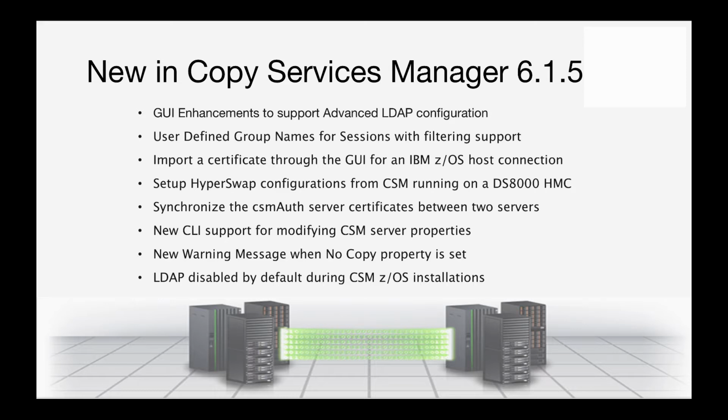So the next feature I want to talk about is the new CLI support for modifying CSM server properties. There are properties in the CSM server that CSM will read and look at for various things. For the most part, customers don't set them, but under support circumstances, support might request that you set a property, or you might need to do something like the no copy property feature that I'll talk about in the next bullet. And when you're running CSM on the HMC, you do not have access to the file system, so it became difficult for customers to actually modify those properties, and thus we added this new feature.